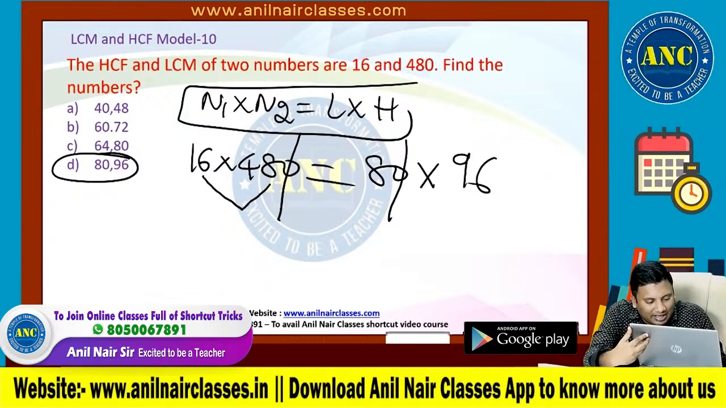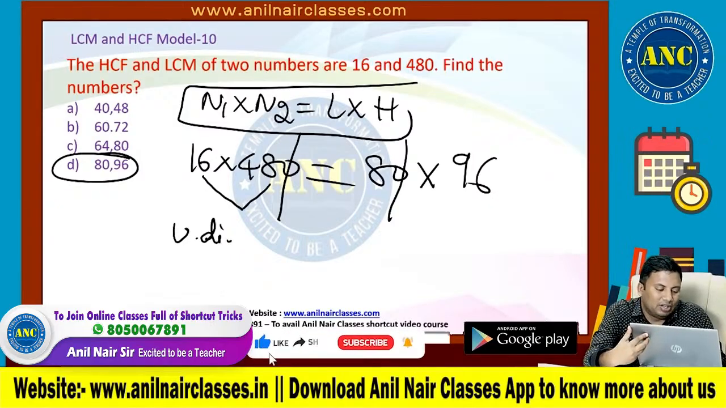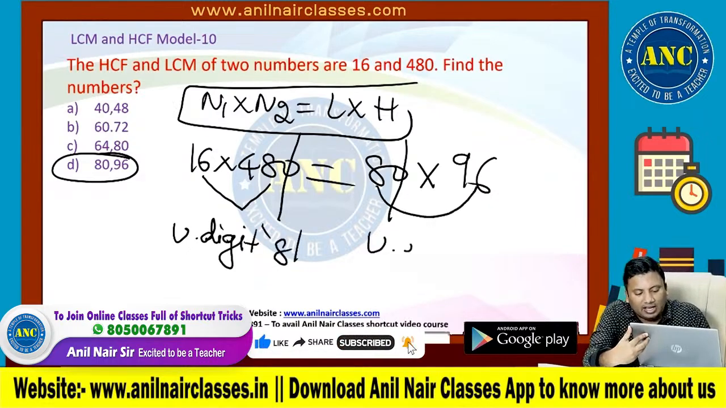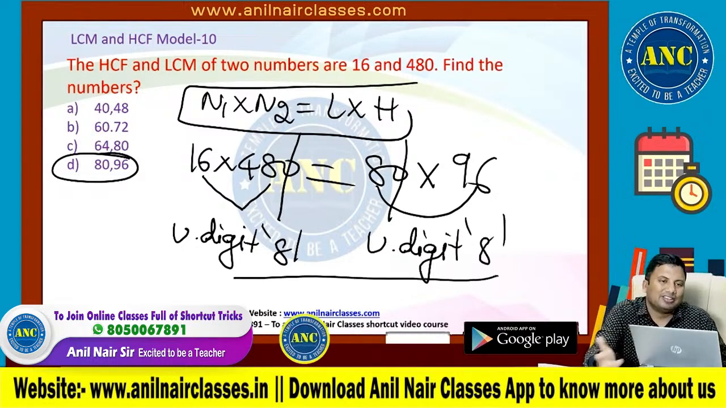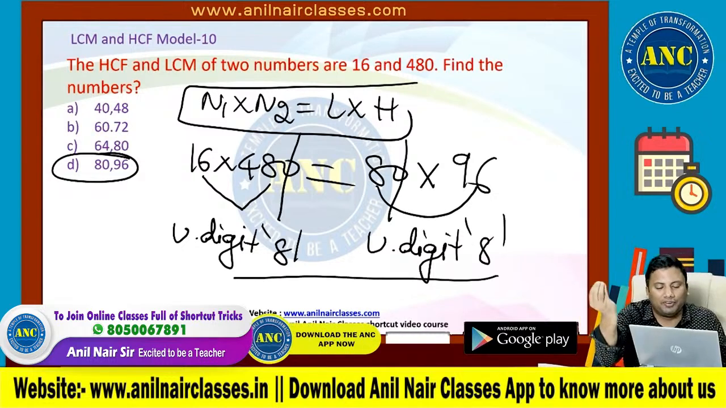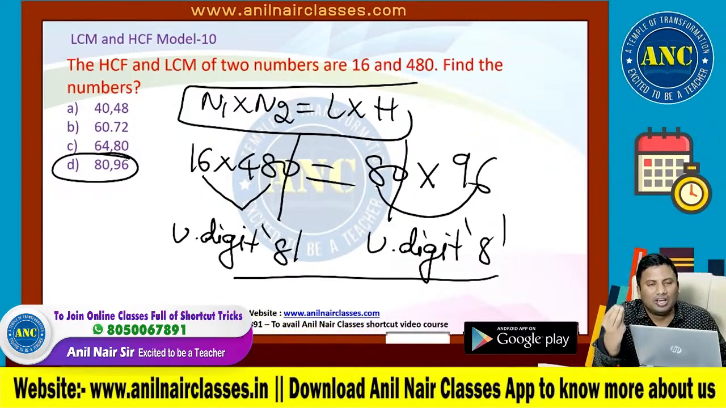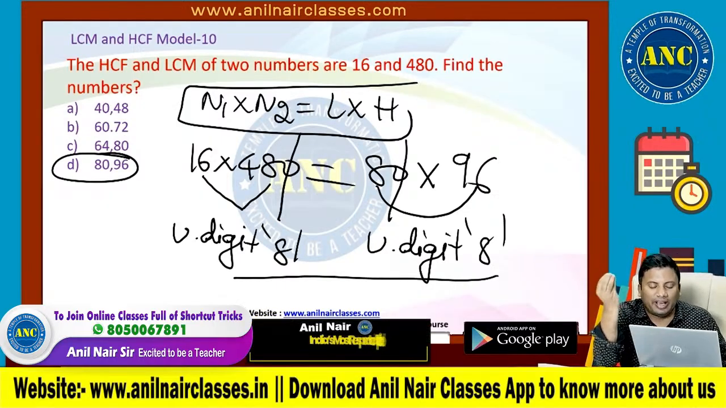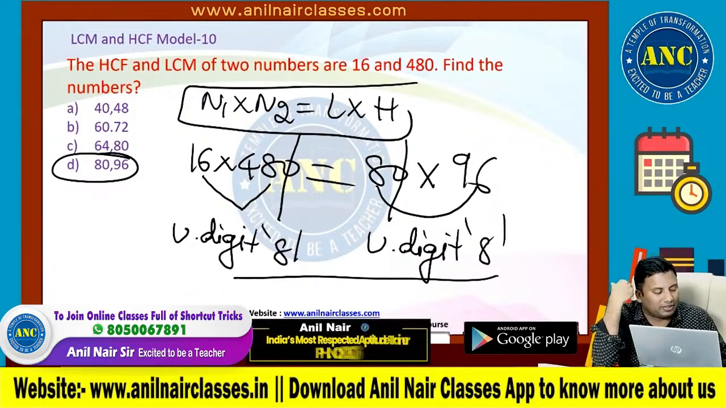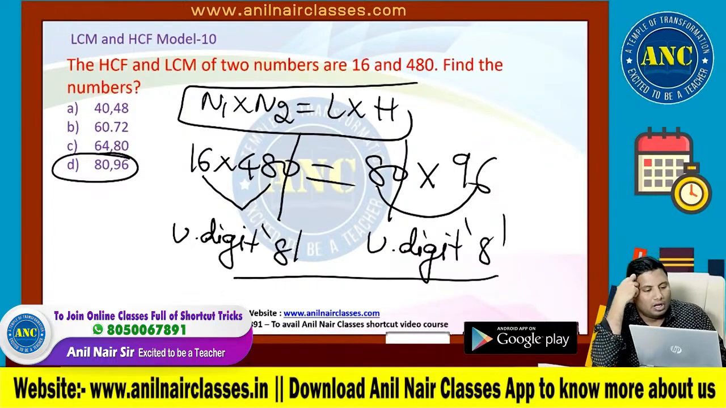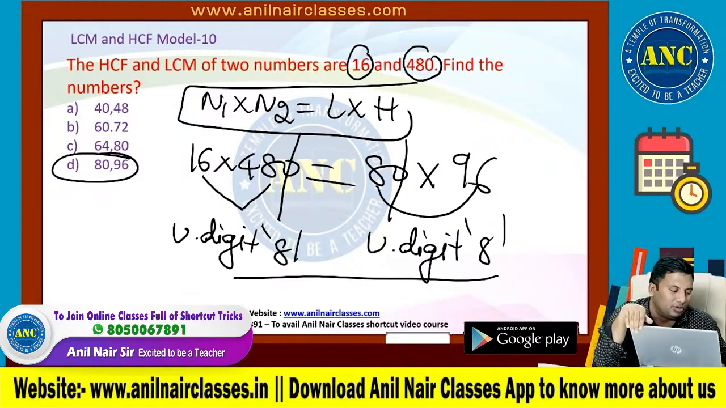What is 6 8s are? 48. Unit digit 8. It is matching. Simple thing of cancelling zeros also. If I have to explain going back to school, it's a waste of time for me. I hope it is clear. N1 into N2 is L into H. 16 is a factor of 480, so perfectly I can use it.